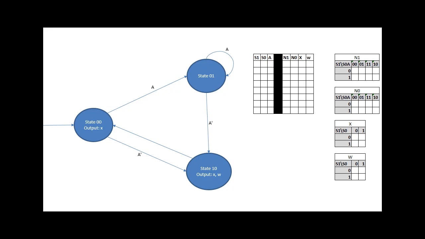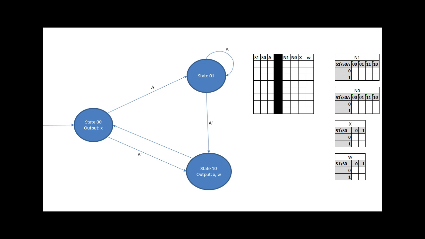In this video, I'm going to show you how to implement a reduced state machine using OR and AND gates. In the picture here, we have three states. We have a state 0,0, a state 0,1, and a state 1,0, and each of these states outputs something to the user. State 0,0 outputs X, state 1,0 outputs X and W, and state 0,1 doesn't output anything.